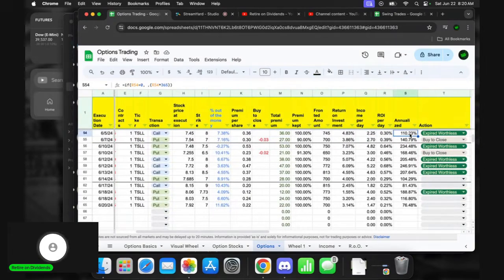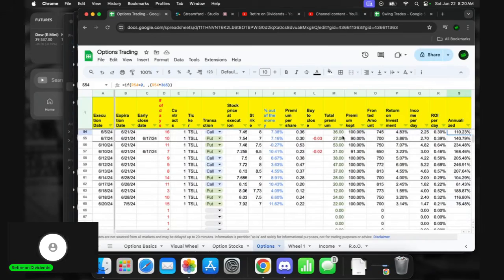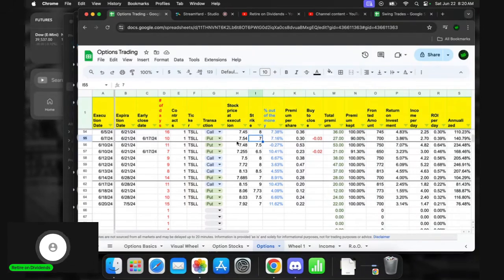And guess what? I made 110% annualized yield, which is pretty damn good. So that call, guess what? I get my shares back. I could sell more calls on it next week. Awesome. We had a put here. This had a strike price of $7. Again, the only way the put would get assigned is if TSLL would go below the $7 strike. However, I actually closed this early because it cost only 3 cents at the time.